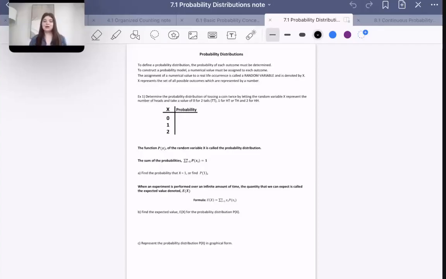Hello, everyone. Welcome back. Today, I'm going to be talking about probability distributions. So, this is actually day one of Unit 4, and this is more about probability, but this is a specific kind of subgenre of probability with distributions.